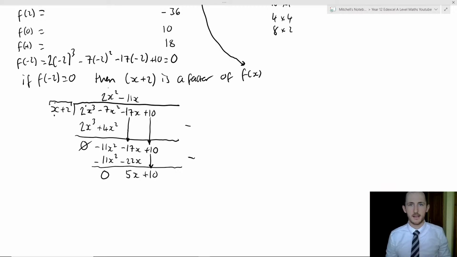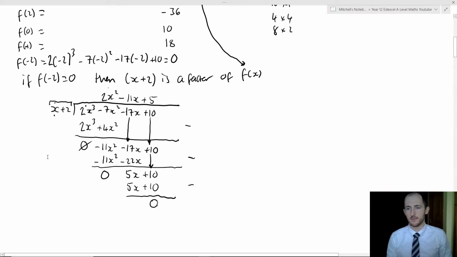So far, is anyone stuck or does that all make sense to everyone? Okay, so now we do the exact same thing. Again, 5x divided by x is 5. Yeah? 5 times x is 5x. 5 times 2 is 10. Subtract again, and you should get a remainder of 0. If you get a remainder of 0, you are now finished.